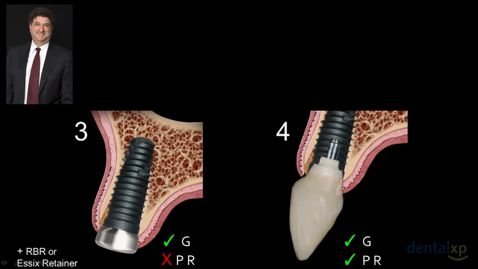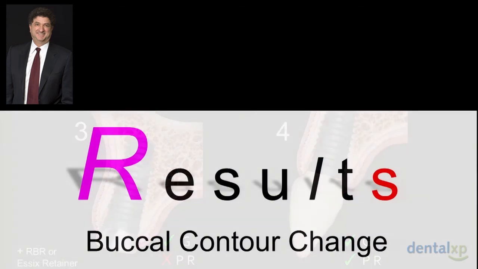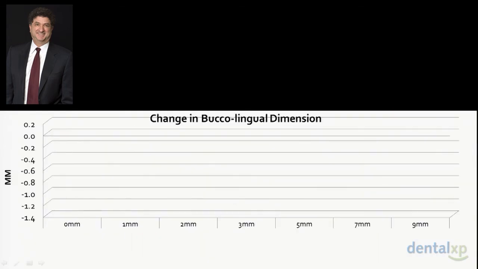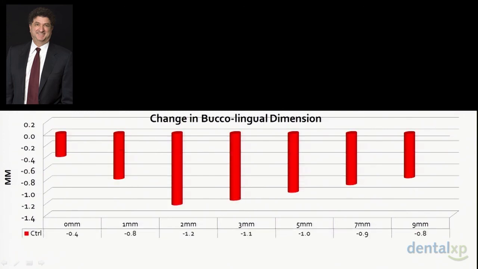Grafted and the provisional. Yeah, all guns going. Okay? So let's see what happens with our results with the buccal contour change versus the contralateral tooth. So we did our measurements in 7 places, 9 millimeters up. Now take a look with just the control. What you see here, 0.4, 0.8, 1.2 at 2 millimeters up, 3 millimeters up 1. So this is very similar. The one is almost identical to what Uli Grunda showed. And same thing with Vera's article.